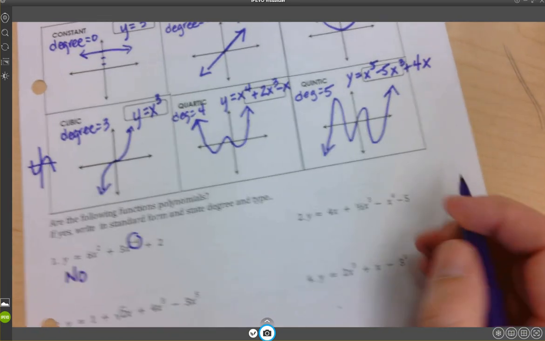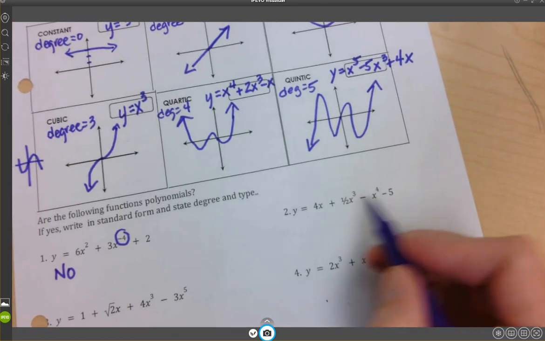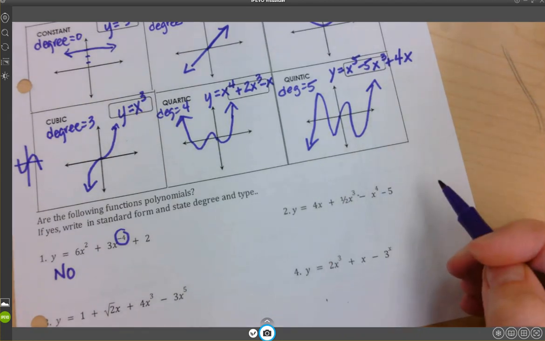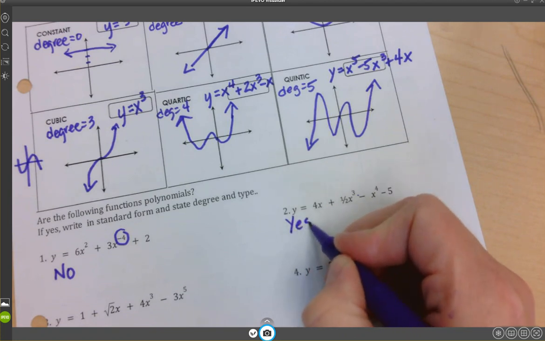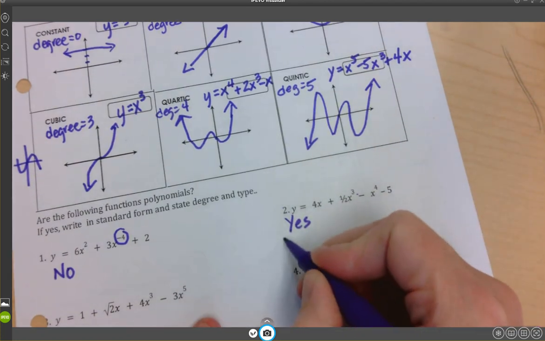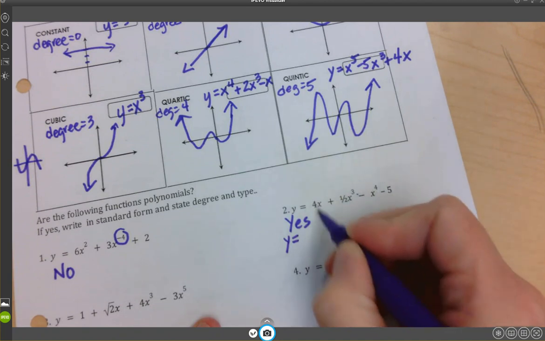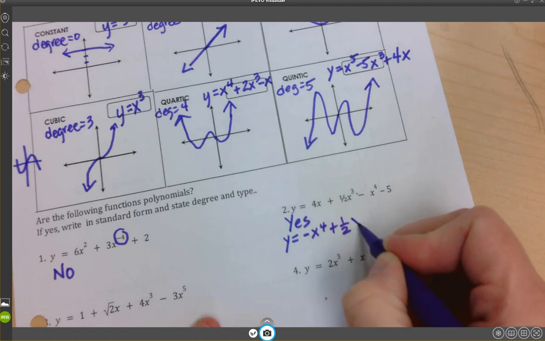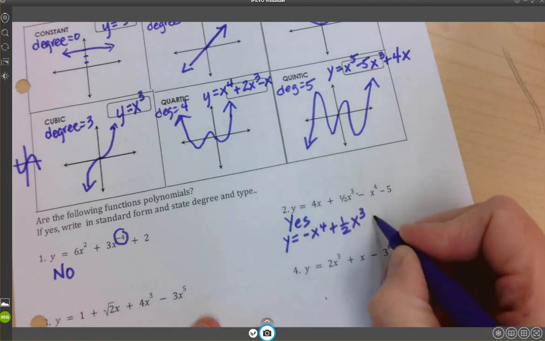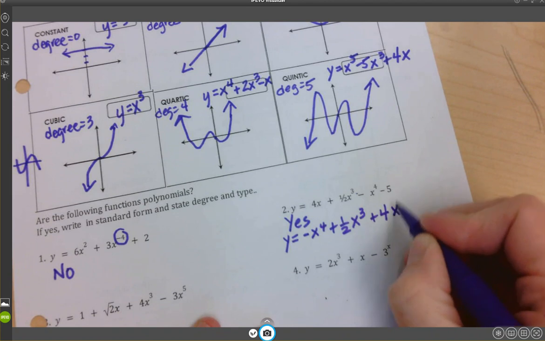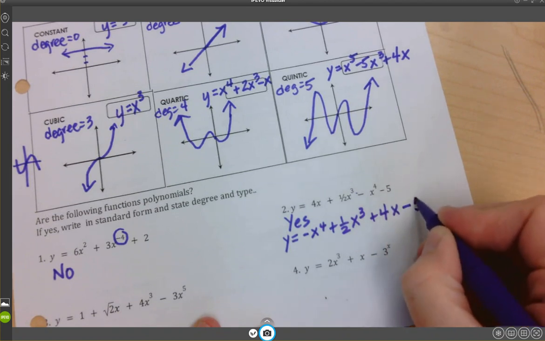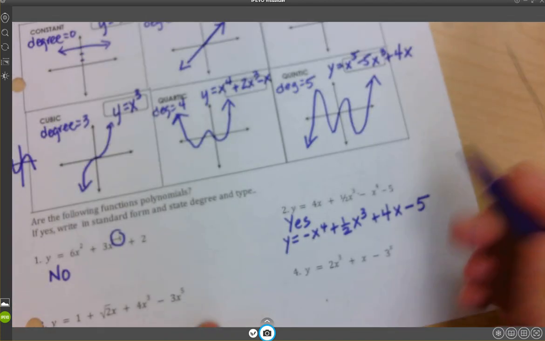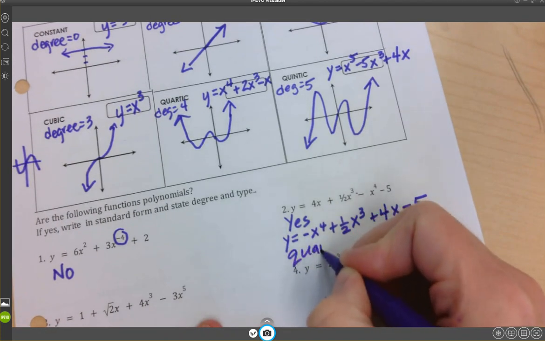For the second one, the coefficients are all real. It's fine to have a 1.5 for your coefficient. The exponents are all whole numbers, so that's fine too. So we're going to put yes for number 2. And to put it in standard form, you need to put the term with the biggest exponent first, then the next biggest exponent. We don't have any x squared, so we'll move on to 4x, and your constant term is the last one. Because the degree is 4, that makes it a quartic equation.